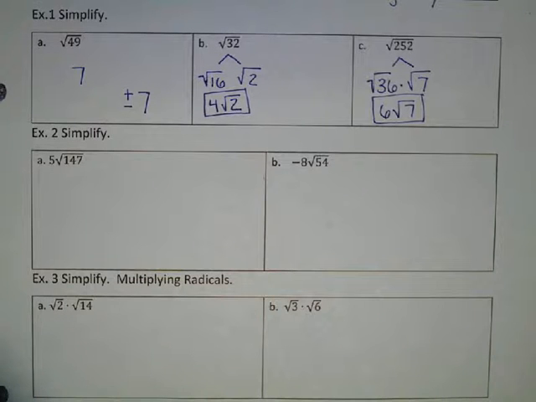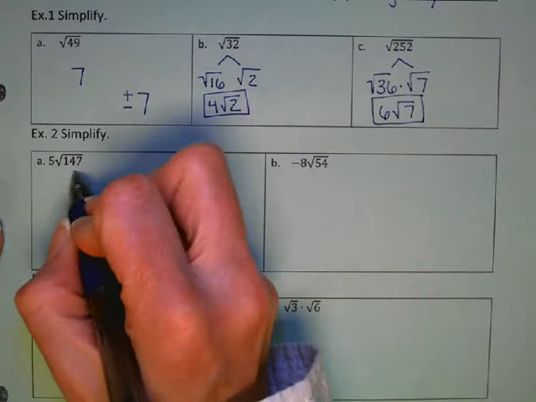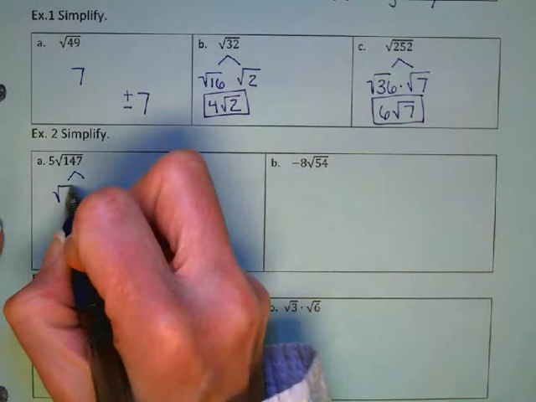So let's do 147. Can't be divided by 4. The next one's 9. So 147 divided by 9. That's a decimal. Well, 4 didn't work. 16 is probably not going to work. So let's try 147 divided by 36. No. 147 divided by 49. Yes, that works. So this can be 49 times 3.